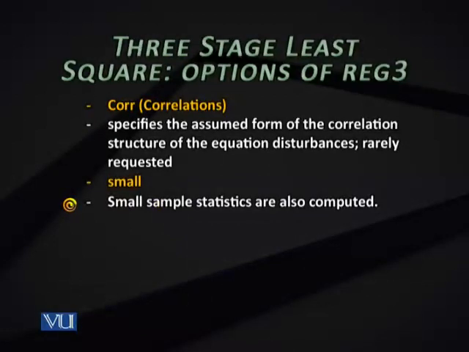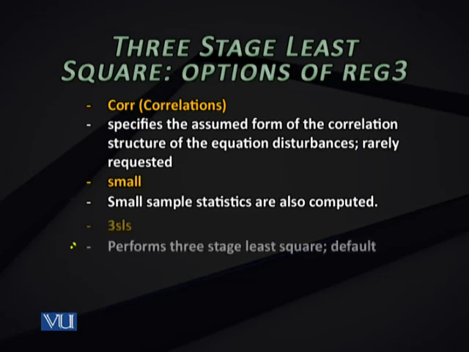Another one is small. If you use the option small, then you will get the small sample statistics along with the regression results. So do that only if you have a small sample. And obviously there is another option, 3SLS. This is the default option. If you write 3SLS after the comma, you will get three-stage least squares results. And if you don't write this option, this will be performed anyway because it is the default option.